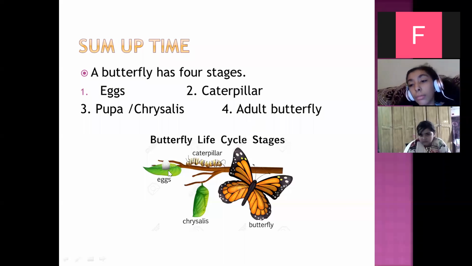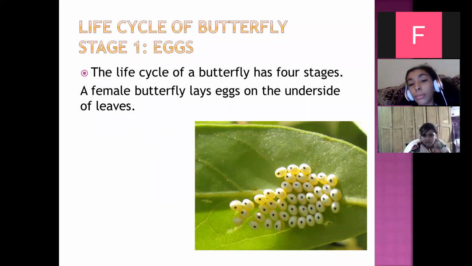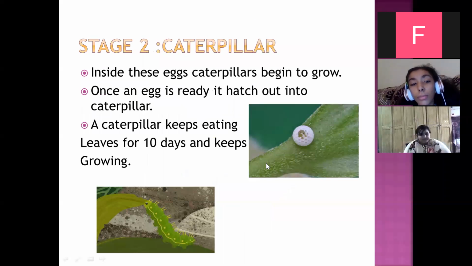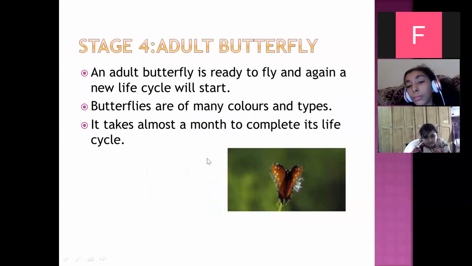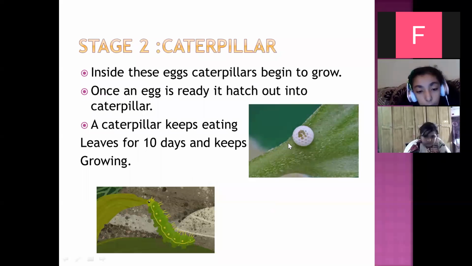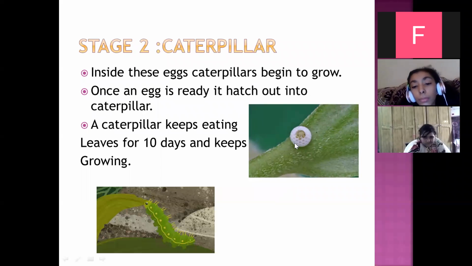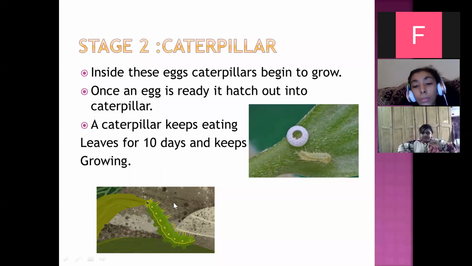As I have shown you, the butterfly lays eggs on the underside of leaves. Then this is your stage number 2, caterpillar. I have shown you how the caterpillars come out of the shell, and then start growing in size by continuously eating the leaves.